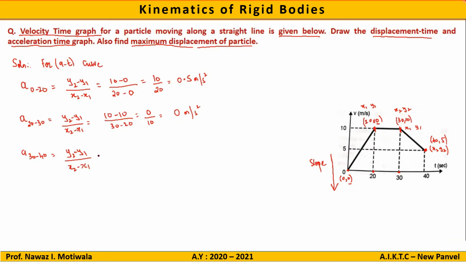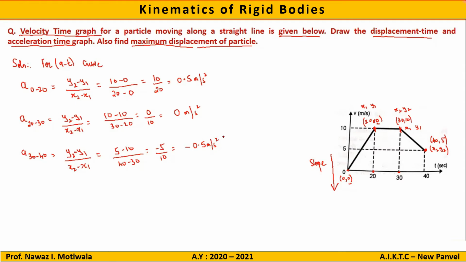Now let us substitute these values, y2 minus y1, so it will be 5 minus 10 divided by x2 minus x1. So here x2 is 40 and x1 is 30. So it will be 40 minus 30. So I will get minus 5 by 10, which is equal to minus 0.5 meter per second square.